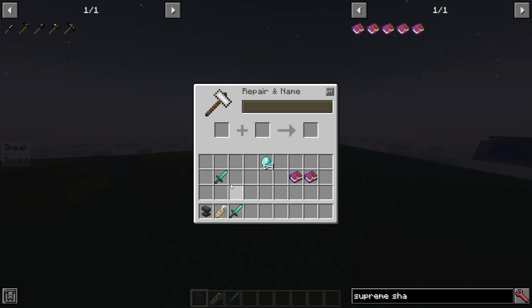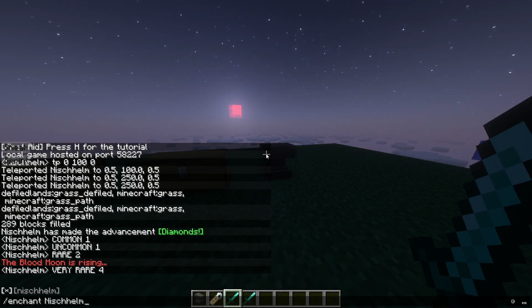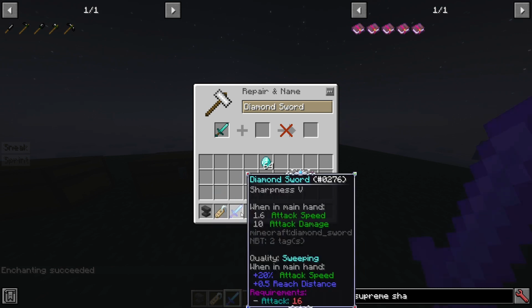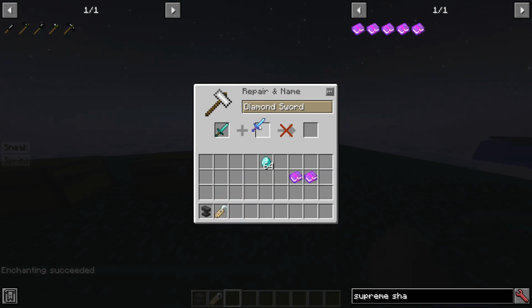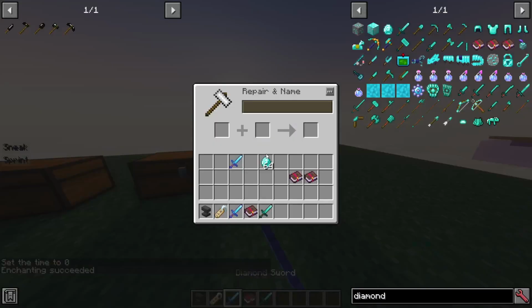Well, it's kinda weird. Let's say we find this sword in the wild. It already has sharpness 5 on it. Now what happens when we put this on here? It's also gonna cost 5 levels, but that's because sharpness is common. What happens if we use an uncommon enchantment like, I think Unbreaking? I think Unbreaking is uncommon.